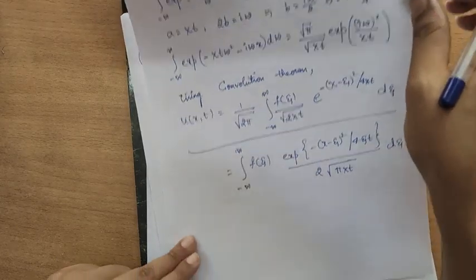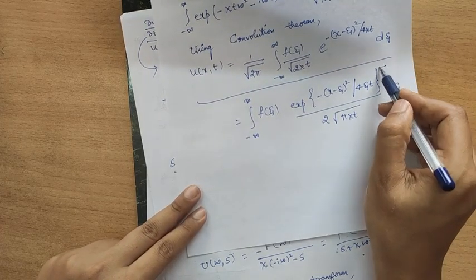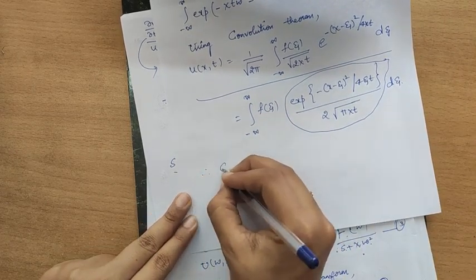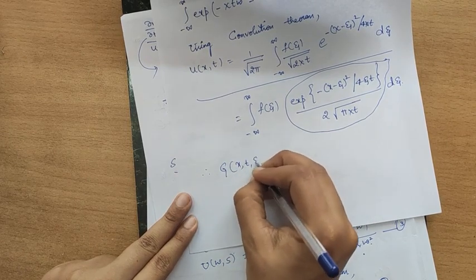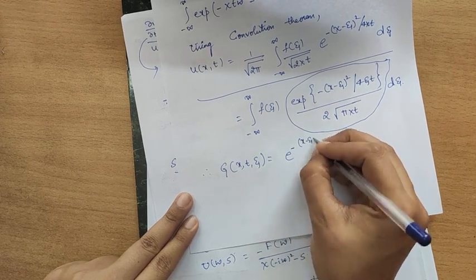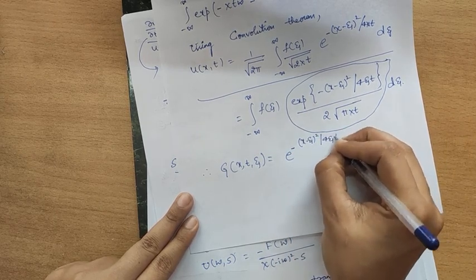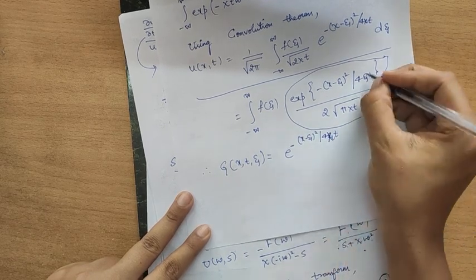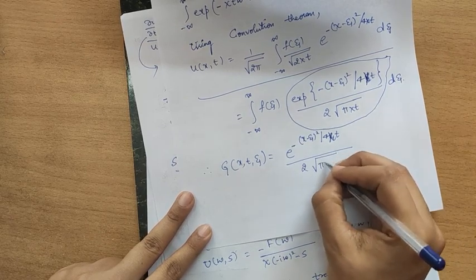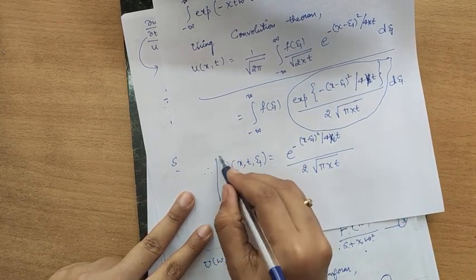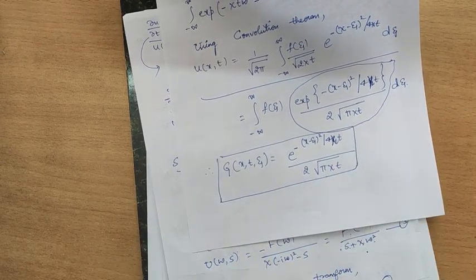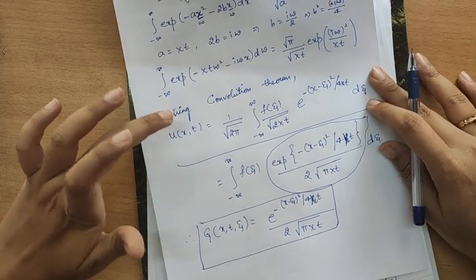So from the definition of Green's function, this part is nothing but my Green's function. Therefore, g of x comma t comma xi is equal to e power minus x minus xi whole square by 4 chi t, whole divided by 2 into root of pi chi t. So this is the required Green's function for the given problem. So be careful while applying the convolution theorem.